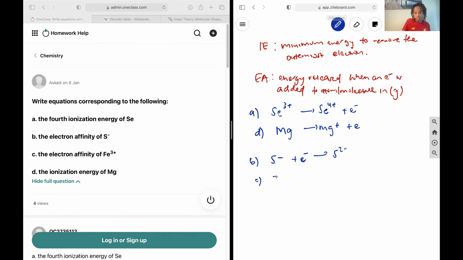And then we have C, which is Fe3+, it's electron affinity, so you add an electron. So a total charge of 2+ on both sides. And that's it for this question.